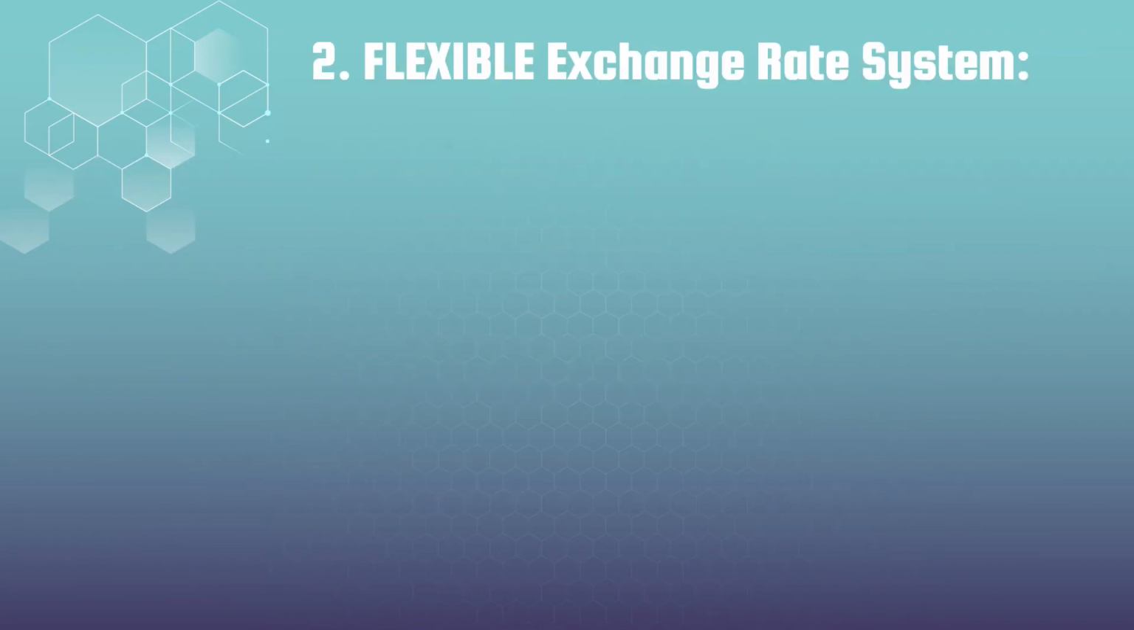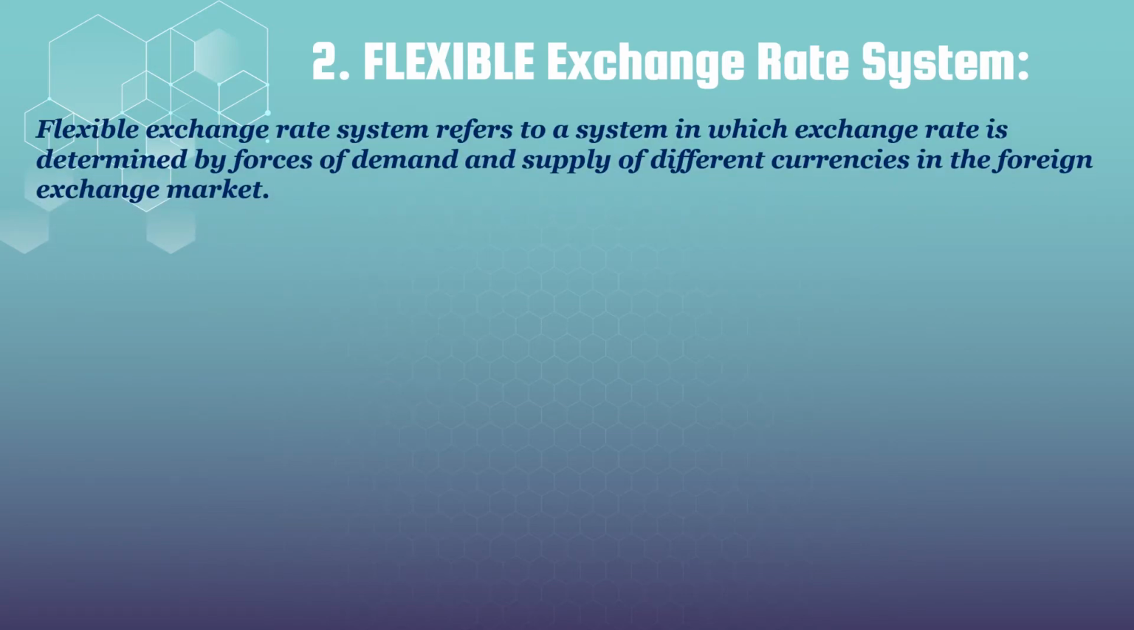Further, let's have a look at the second exchange rate system, that is the flexible exchange rate system. What is the flexible exchange rate system? It refers to a system in which the exchange rate is determined by the forces of demand and supply of different currencies in the foreign exchange market. Unlike the fixed exchange rate system, where only the government can fix the exchange rates, here in the flexible exchange rate system, the exchange rate is determined by the forces of demand and supply of different currencies in the foreign exchange market.